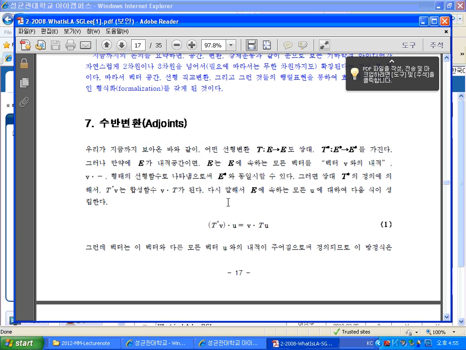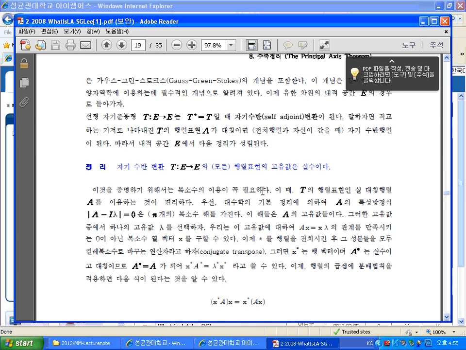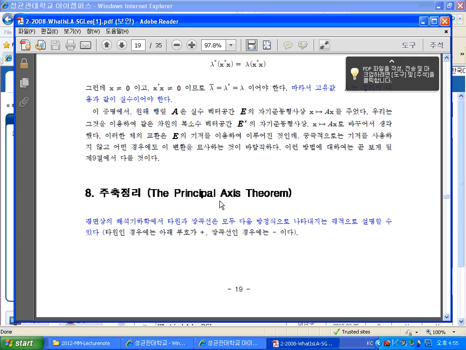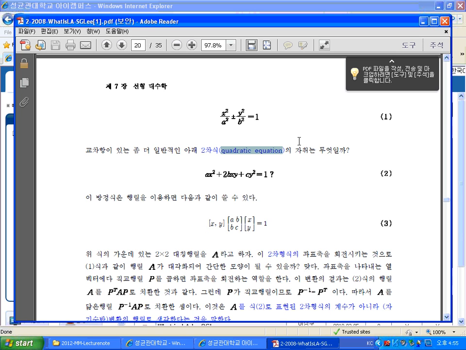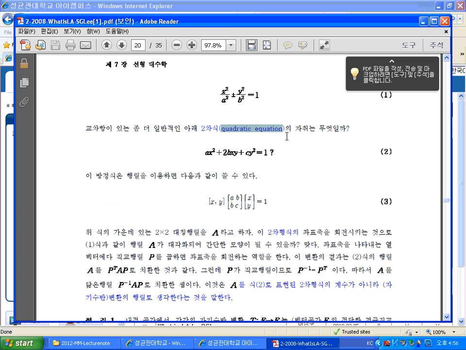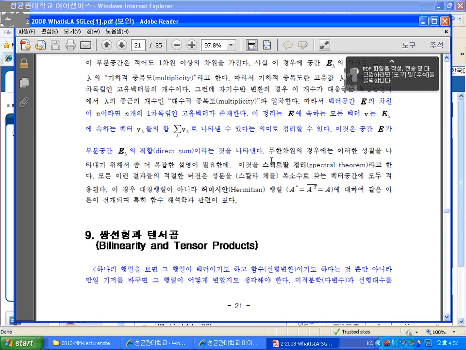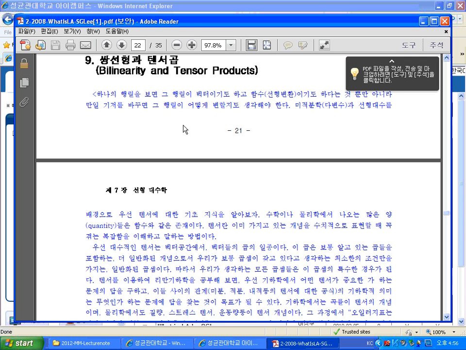And adjoint transformation is dealt with in section 7. And principal axis theorem is in section 8. Here you will see the general form of the quadratic forms in the elementary linear algebra. Okay. And bilinearity and tensor product, which you didn't see before. So you can just go through it.